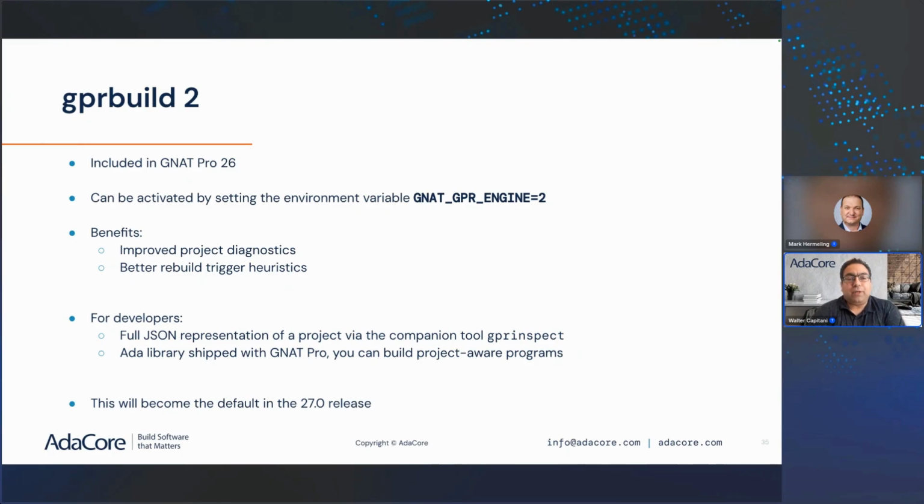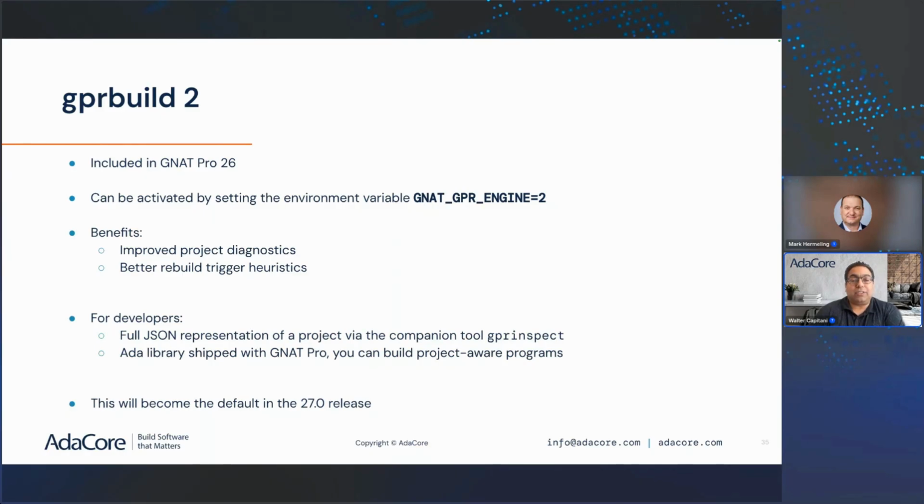So GPR Build 2 is our new and improved build tool. It offers improved performance, better error messages, and a more modern architecture compared to our legacy builder. Some of the benefits include detection of potentially ambiguous constructs in your project files and better diagnostics to debug these issues. It also includes new heuristics to determine when a particular source file needs to be rebuilt, which will improve build performance. We've developed this latest version of GPR Build with developers in mind.